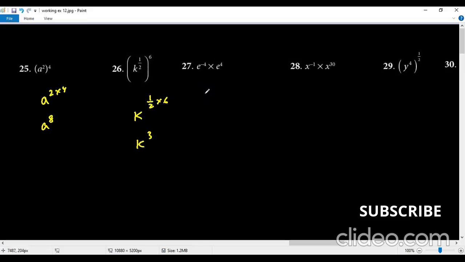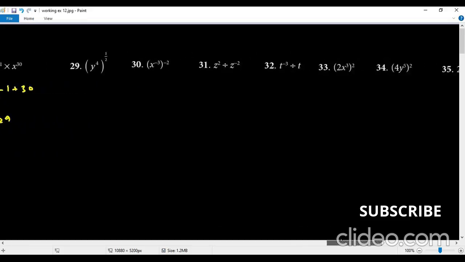Numbers are multiplying, powers are getting added. That means e power 4 plus minus, it is plus 4, e power 0 is equal to 1. So question number 27 has the answer as 1. When numbers are multiplying, powers are adding. That means 30 is going to be giving us x power 29.